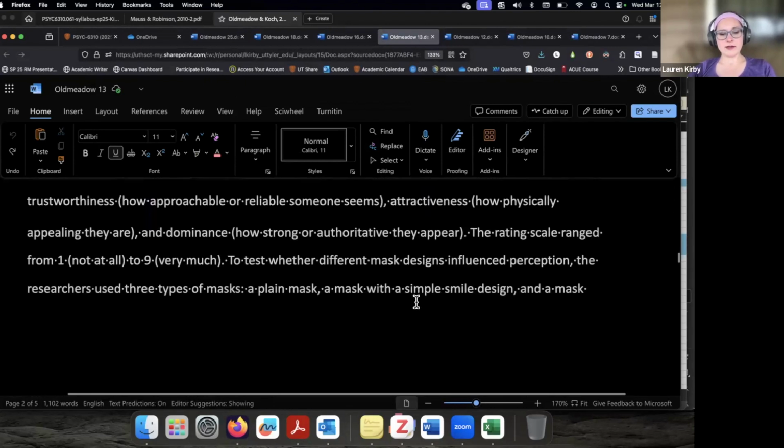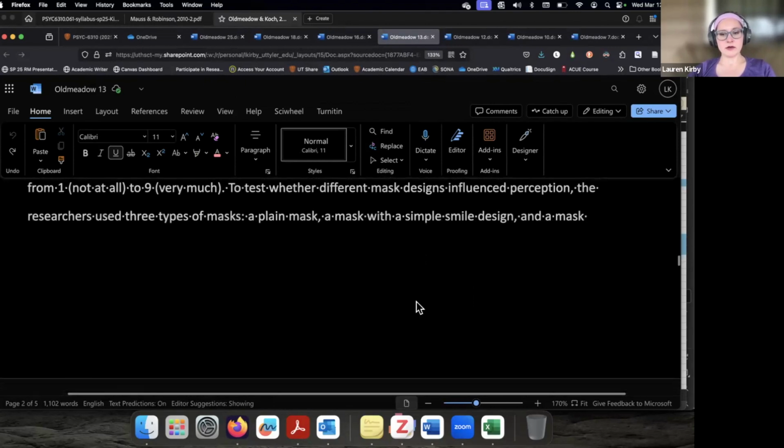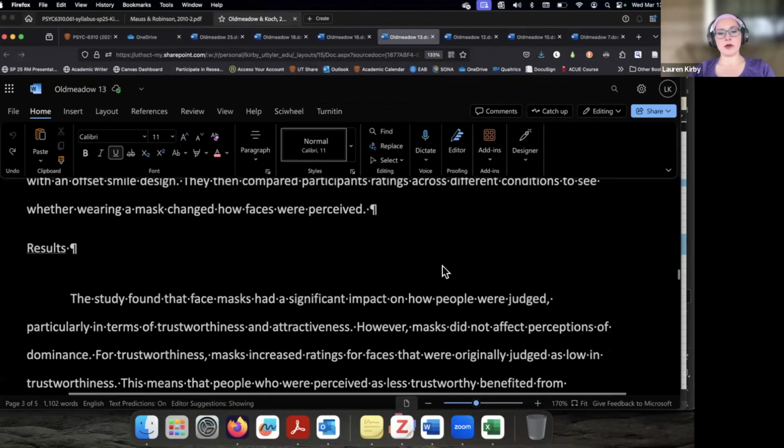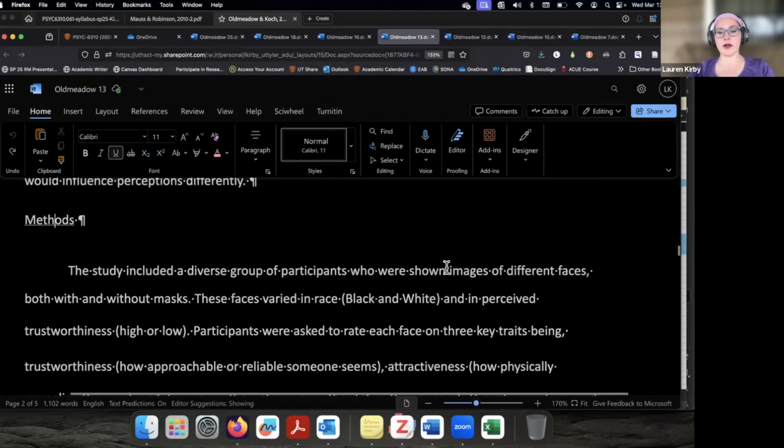I would be careful of the passive voice. A lot of these are active voice. The researchers used, blah, blah, blah. A lot of times people will go, participants were shown blankety blank. Okay. But you did active voice in a lot of places, not in others, like participants who were shown, blah, blah, blah.